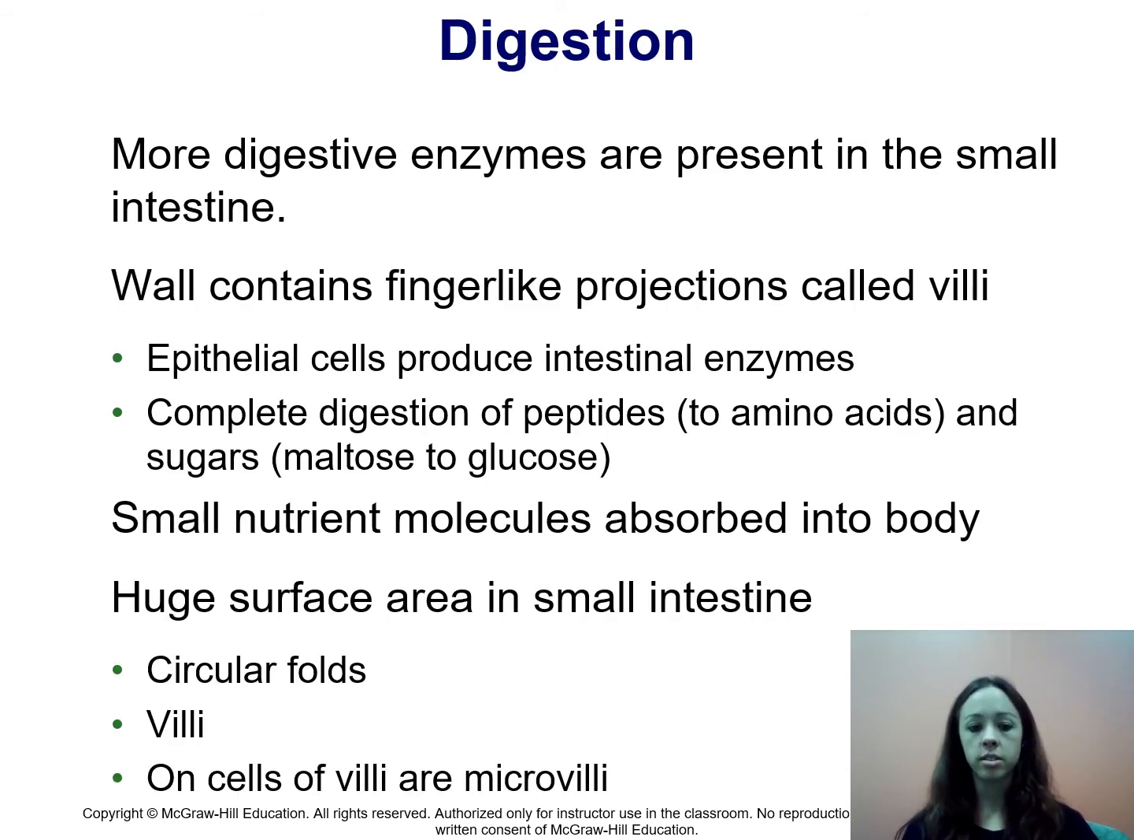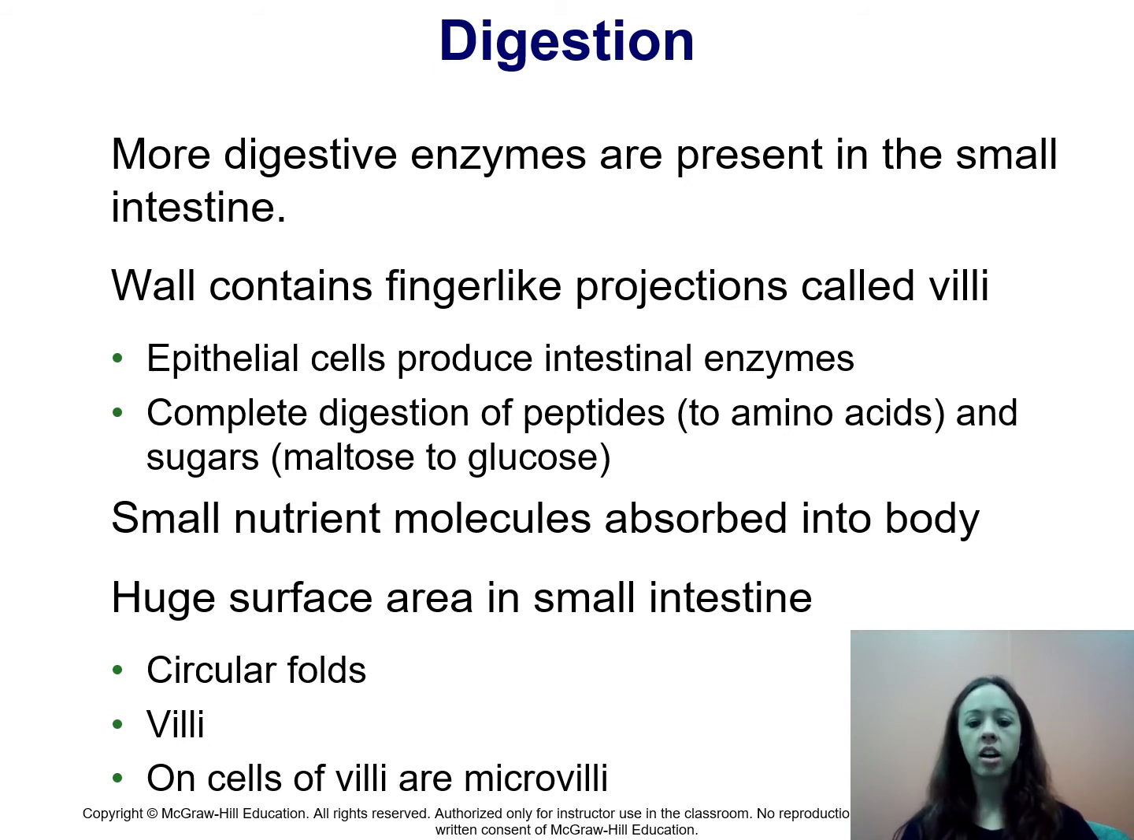Along the walls of the small intestine are finger-like projections called villi. These villi contain enzymes that further break down maltose and peptides. They break down peptides into amino acids and maltose into glucose. These simple nutrients are then absorbed into the body, where they can be used for energy and to make macromolecules.